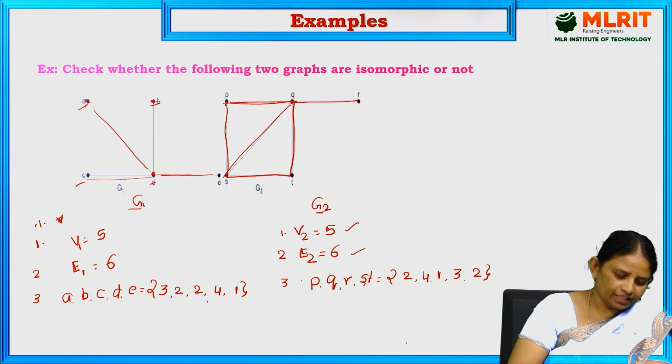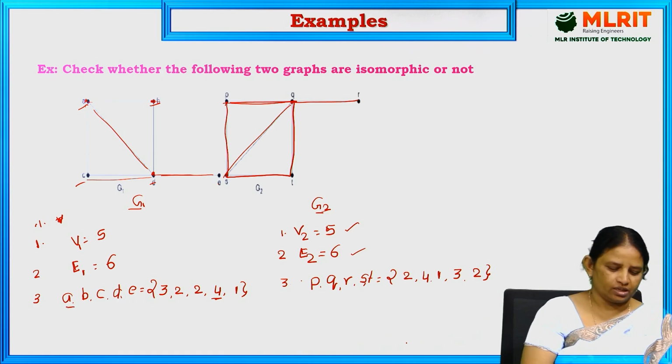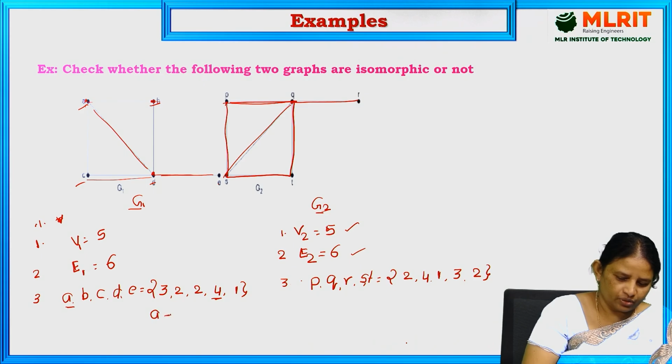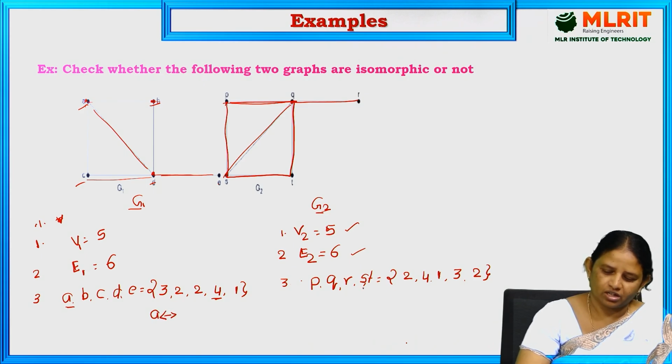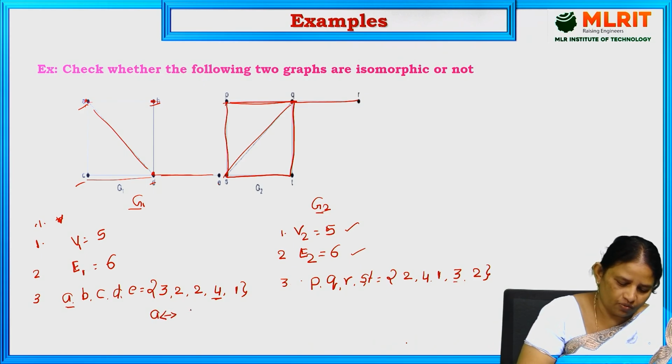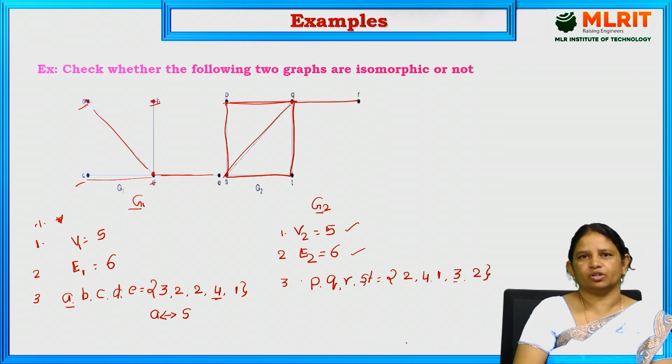A, that is 4. That is D. A is connected to 3. That means A is equal to S, because here also S is consisting of 3. A is equal to S.